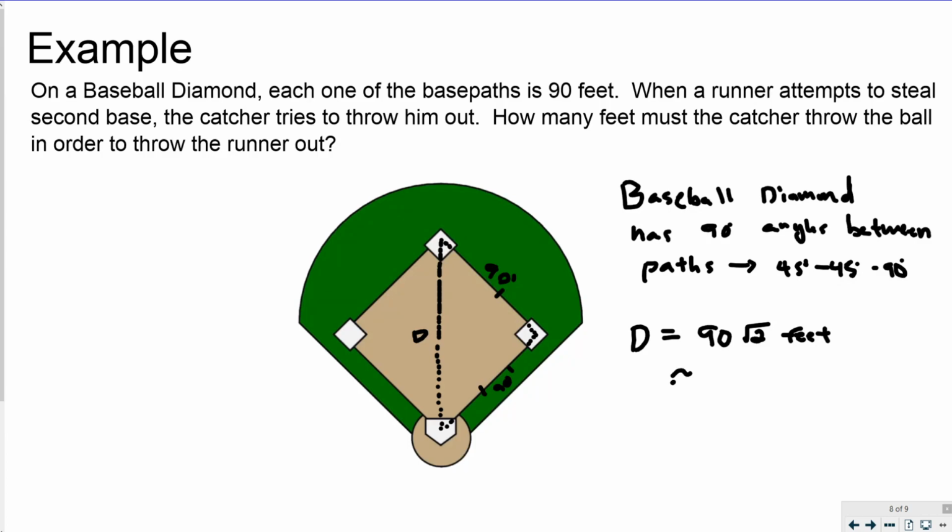And if I were to approximate that, it would be approximately... I made a mistake with my math. I apologize, guys. Let me fix that. 127.28 feet. I apologize. My math was a little off there. So it's approximately 127.28 feet. However, 90 times the square root of 2 feet is the official answer that we can give for the distance between home plate and second base.